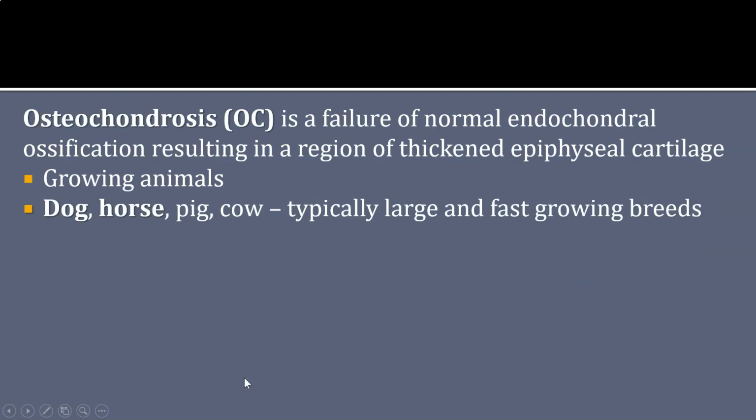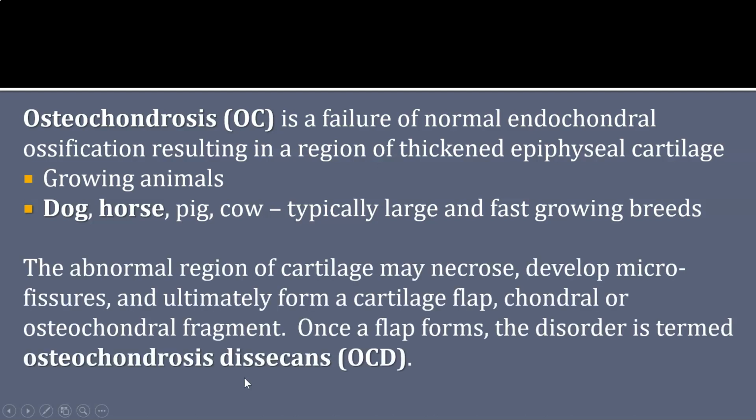In brief, osteochondrosis, or OC, is a failure of normal endochondral ossification resulting in a region of thickened epiphyseal cartilage, that is the articular cartilage. It occurs in growing and developing animals, and we will talk about it in the dog and the horse, but you should be aware that it also affects the pig and the cow. It will affect typically the large and fast-growing breeds.